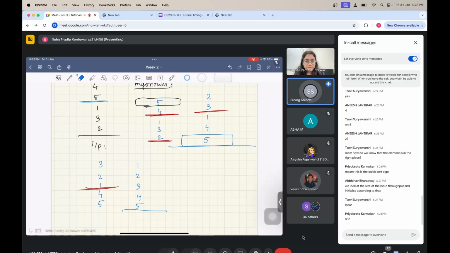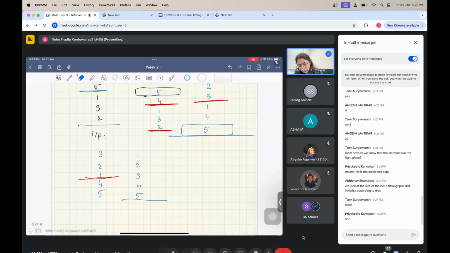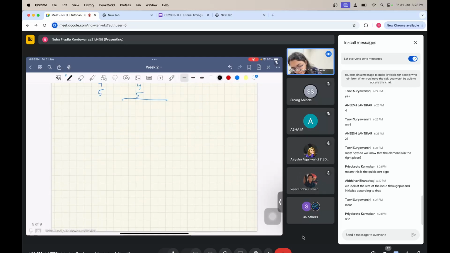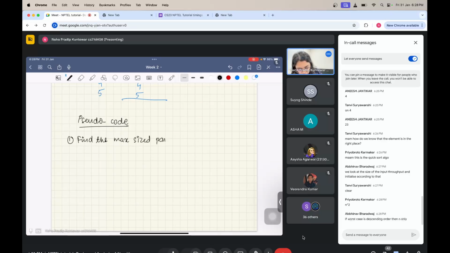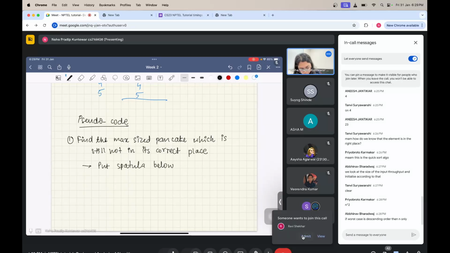I don't know, but I think 2n. Yeah, that is correct. So what we are doing is, I'll just write a pseudocode: you find the max sized pancake which is still not in its correct place, and then you put the spatula below it and flip, and what will happen is now this pancake comes to the top.